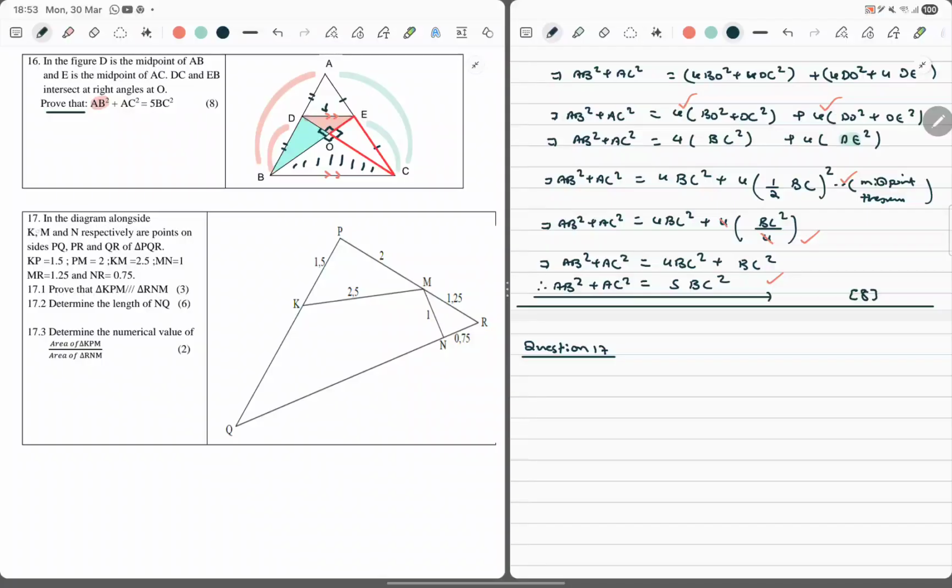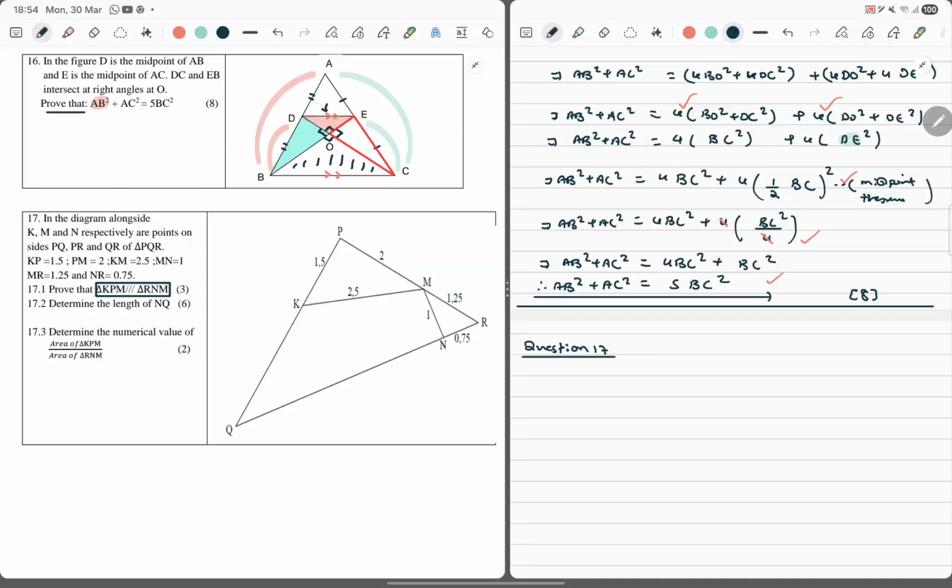Right, in the diagram alongside K, M, N respectively are points on the sides of PQ. So we can see that PR, QR in triangle, you can see that. And we know that KP is 1,5, so it's indicated. PM 2 indicated. KM is 2,5. That MN is 1. And MR is 1,25. And then NR, so all indicated. Good. Then we need to prove that these two triangles are similar.